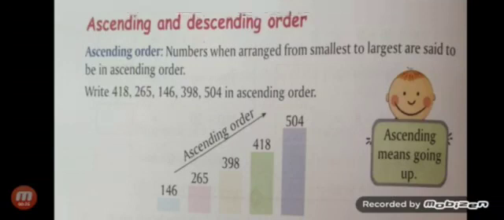First, we have ascending and descending order. Numbers, when arranged from smallest to largest, are said to be in ascending order. Ascending order is also known as increasing order. Ascending means going up. You can have a look at the example shown in this PPT. There are a few numbers given to you, and you have to arrange the numbers from smallest to biggest. So this you can do easily.